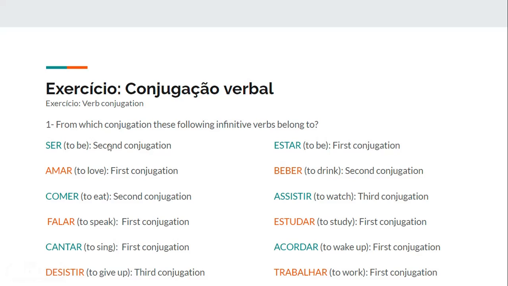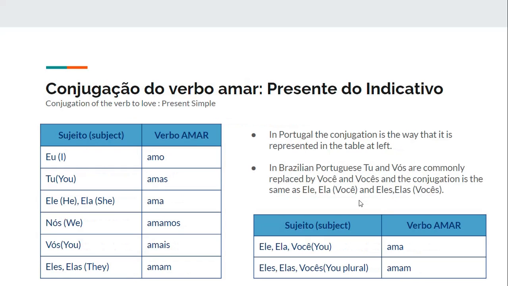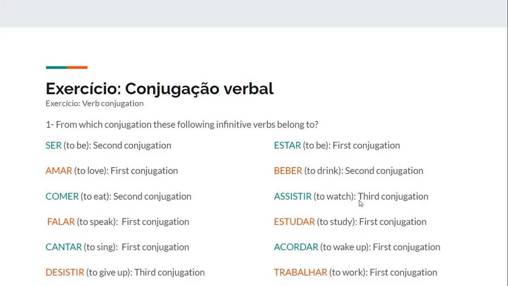So ser, it's from the second conjugation. Comer, beber, they are all from second conjugation because they end with er. So er, er, er. Amar, it's from the first conjugation. So amar, cantar, falar, estudar, acordar, trabalhar, estar, all from the first conjugation because all of them end with ar. And last, desistir, from the third conjugation because it ends with ir. So desistir, assistir, they are both from the third conjugation.